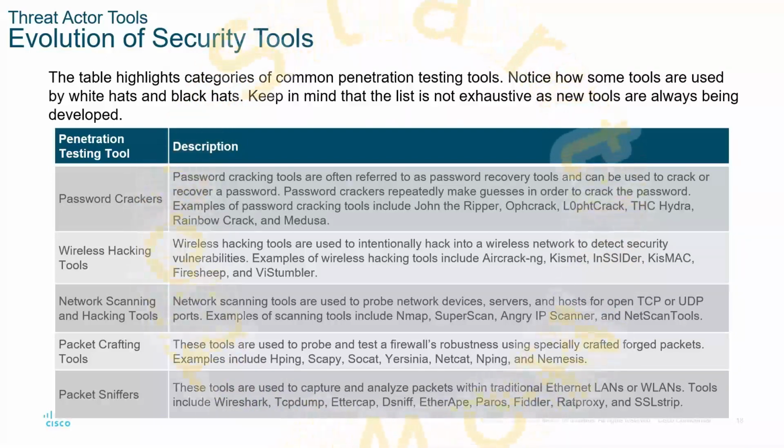We also have wireless tools. That's going to be Aircrack-ng. There's also Kismet or other versions, but realistically Aircrack is probably the most common wireless hacking tool. Network scanning and hacking tools, that's going to be Nmap. By far, Nmap's the big one. Packet crafting tools are like Netcat, Nping, Scapy, Hping. All of these are crafting tools for our packets. There's also sniffers out there like Wireshark, tcpdump, or Fiddler, and more.